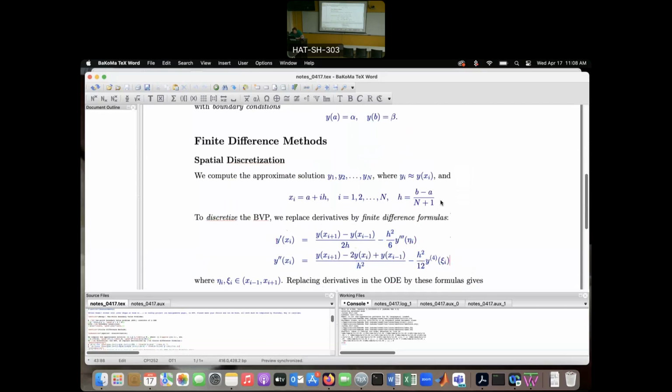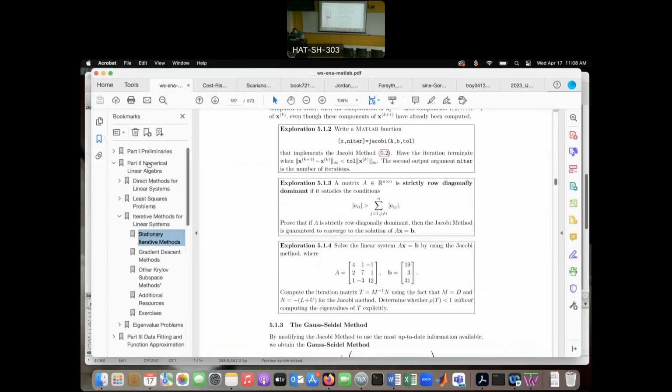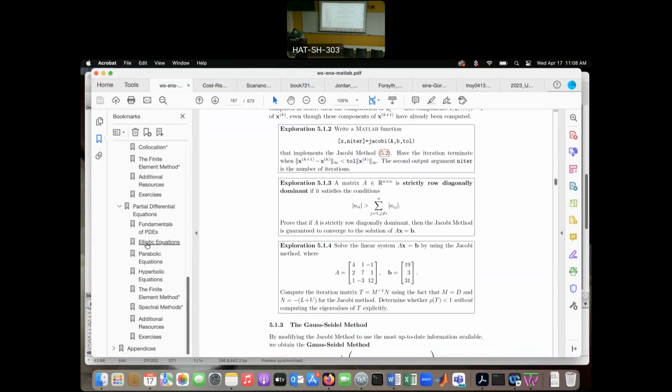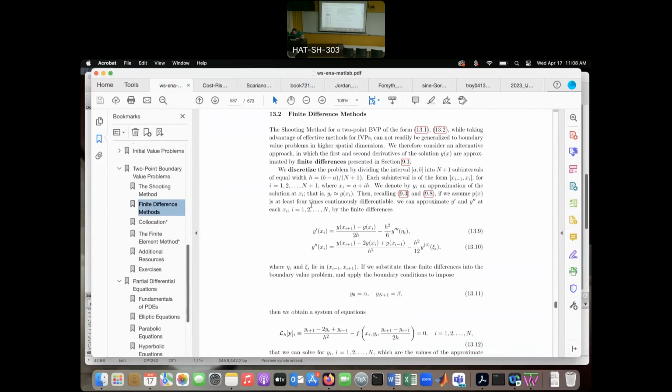One thing I want to mention: where these formulas are given in the text, I think there's a typo I want to make you aware of. Here are the same formulas in the text, but here it says y of xi. It should be x of i minus 1. It's correct here in the notes.